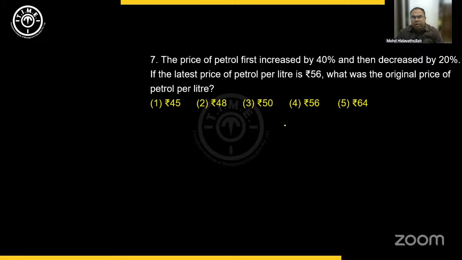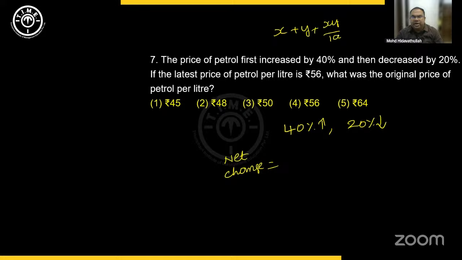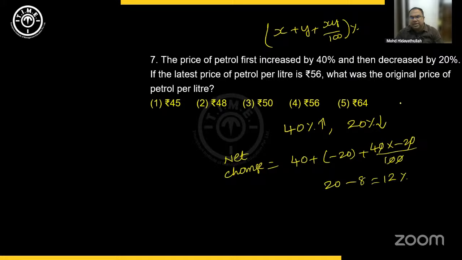Price of petrol first increased by 40%, then decreased by 20%. So what is my net change? Net change is given by x plus y plus xy by 100%. This is the formula, right? So 40% increase, 20% decrease, minus 20. 40 into minus 20 by 100. 40 minus 20 is 20, minus 8, 12%. I can apply my successive percentage formula.